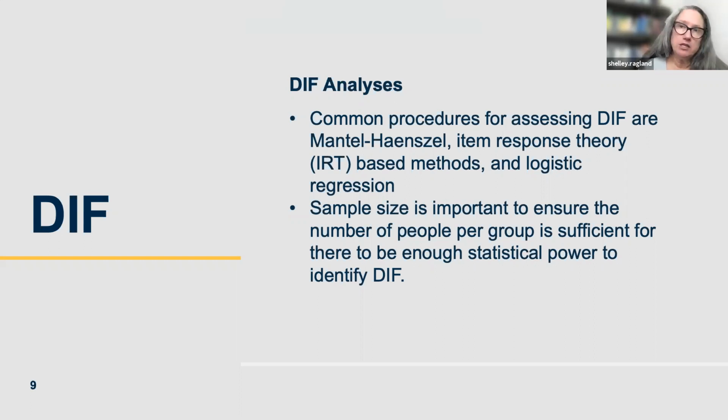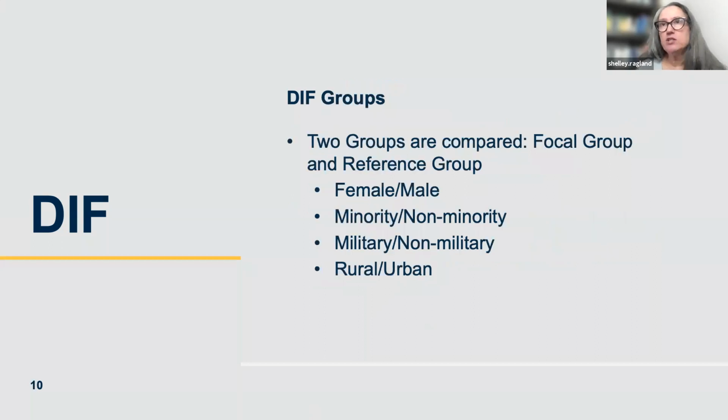And the other important thing to note is, as Lauren mentioned earlier, WGU has some really large student cohorts, and sample size is important to ensure that the number of people in your groups is sufficient to have enough statistical power to detect Diff. On the other hand, if you have super large volumes, that can overwhelm and find maybe more Diff than you're interested in. So the knowledge of statistics is important in considering this particular technique. Next slide, please, Lauren.